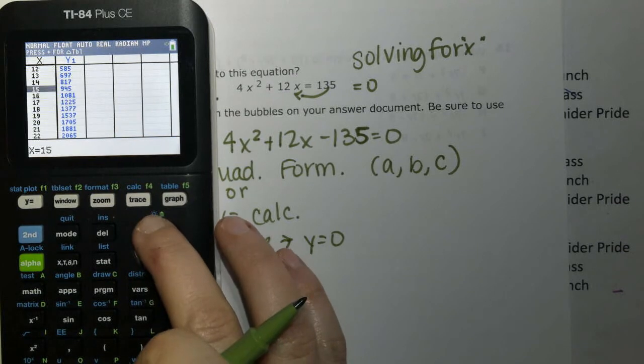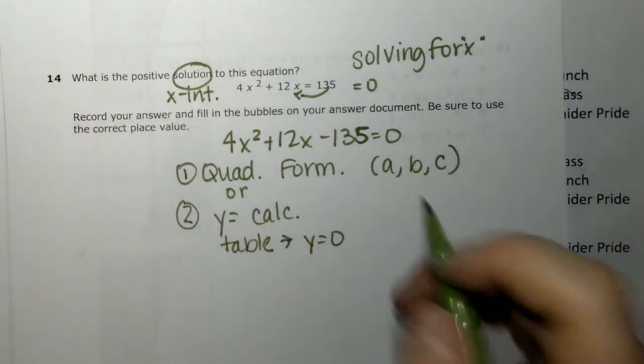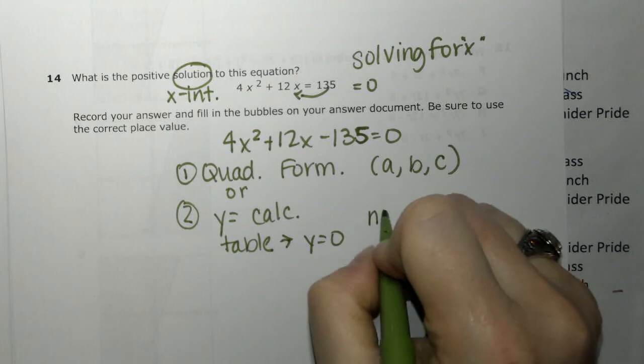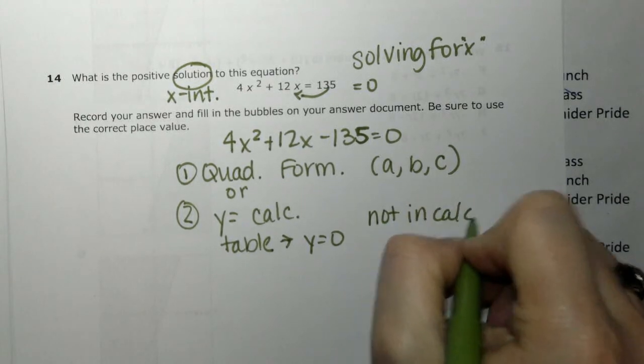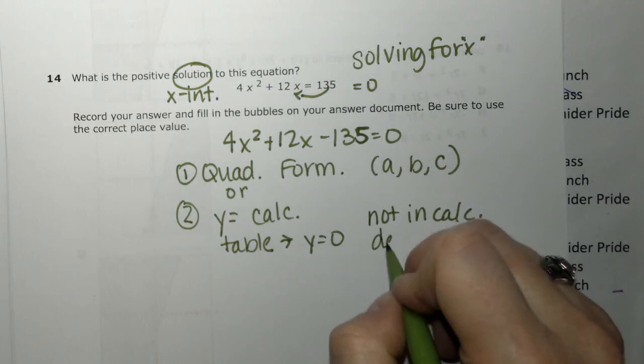Okay, so here's the problem. It's not, that means that it's not in the calculator. So what that tells us is that the answers are going to be decimals.